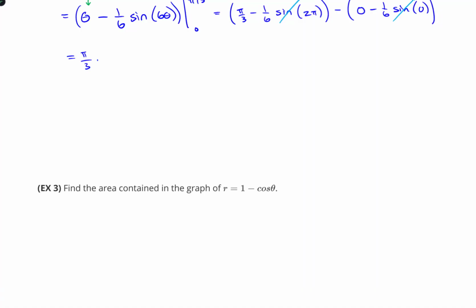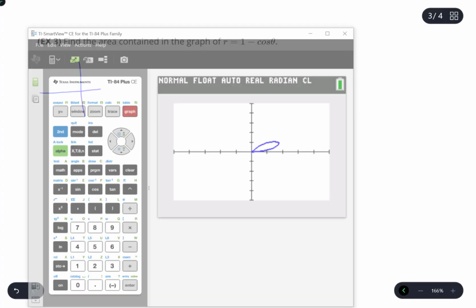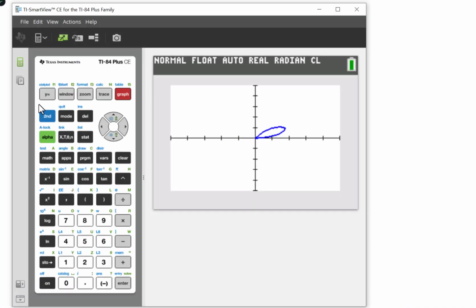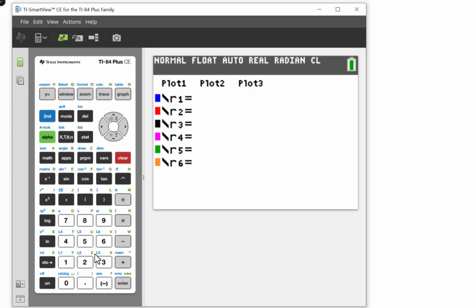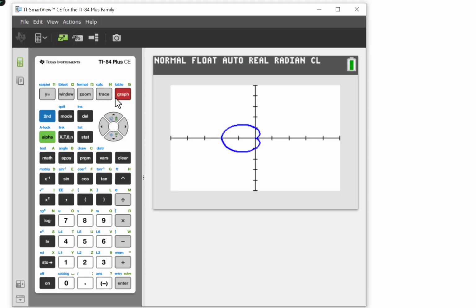Let's look at another example of those. Suppose we want to find the area contained in the graph of r equals 1 minus cosine theta. So this graph, if we take a look at it, let's see here, this would change to 1 minus cosine theta. And it looks like, yeah, that's fine. All right, in my Windows settings, I'm going to change my theta max back to 2 pi and leave everything else the same.